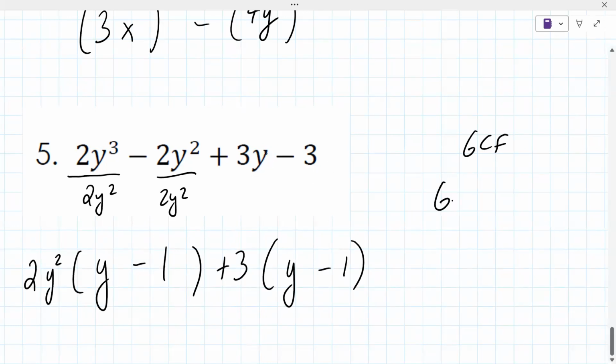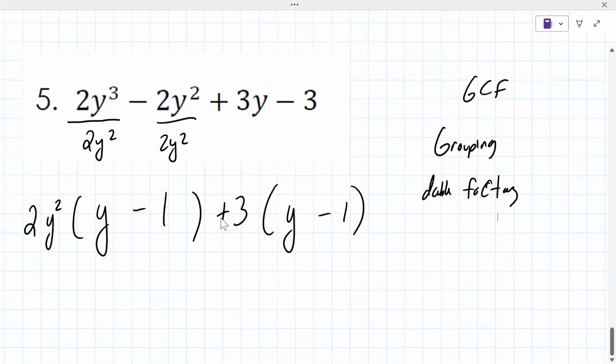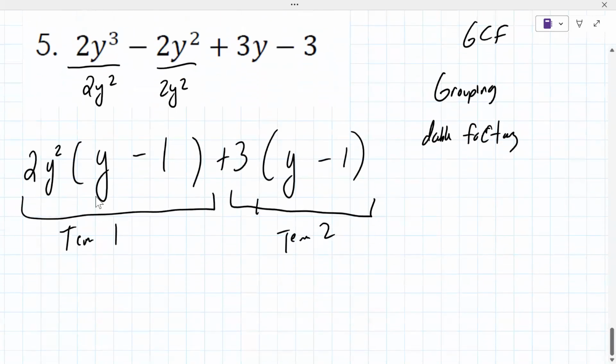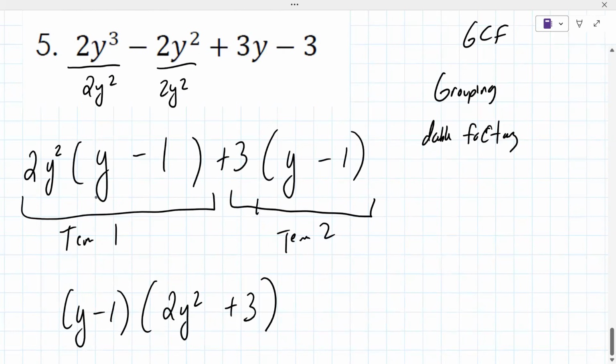Now it's called grouping, but I think a better name for it is double factoring or multiple factoring, because you end up factoring twice. There's actually 2 terms here. This is term 1, and this is term 2. And they both have a y minus 1 in it. So that's what you factor out of both, y minus 1, and then 2y squared plus 3 is what's left over. Got it.